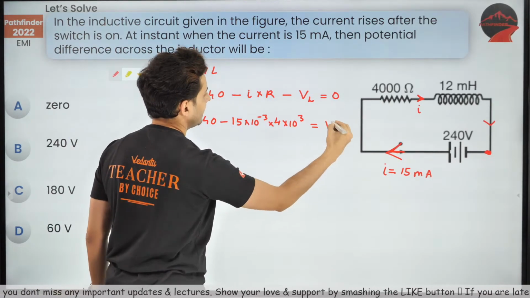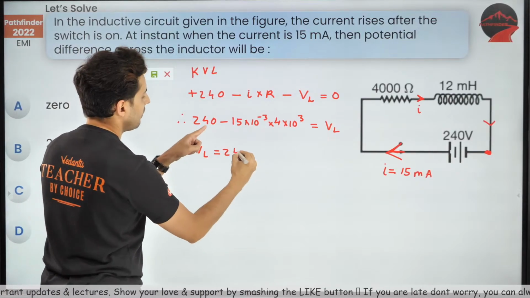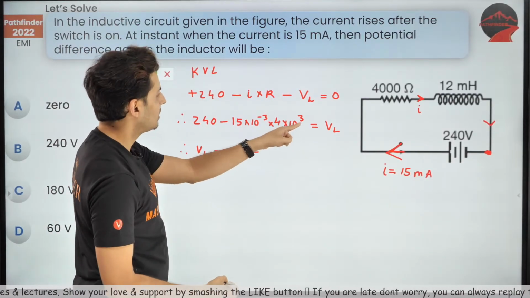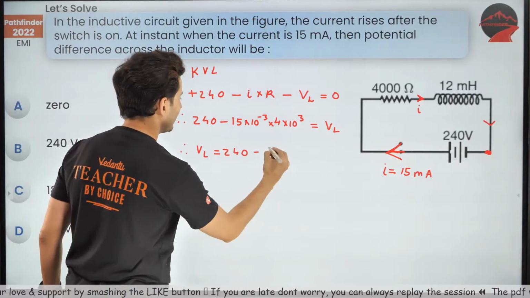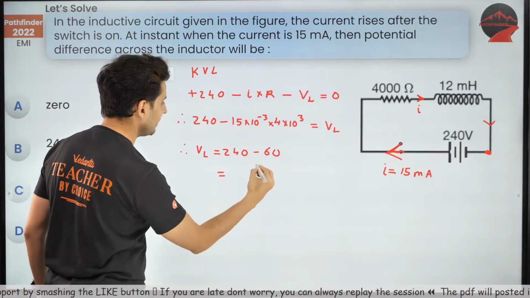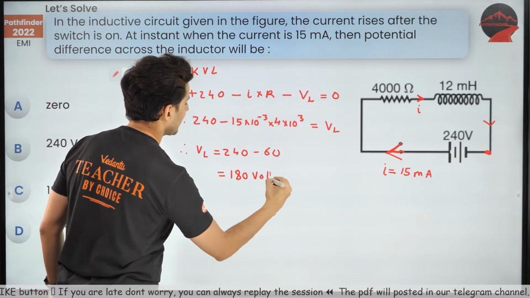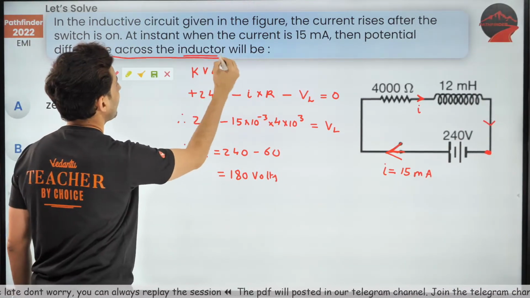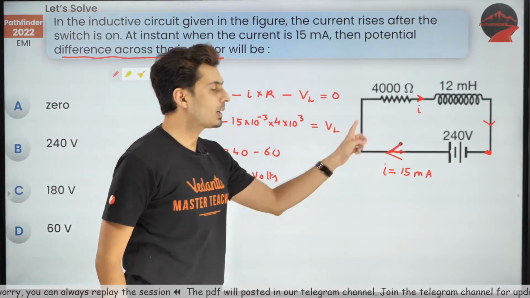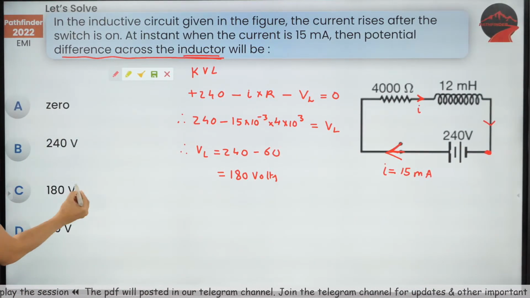Shift that over there, and it will become VL. Therefore, VL will become 240 minus 10 to the power 3 times 10 to the power minus 3 times 15 times 4, which is 60, giving me 180 volts. That's the answer. Read the question carefully. The potential difference across the inductor was asked, not across the entire circuit. So C is not the answer, though many of you answered C.